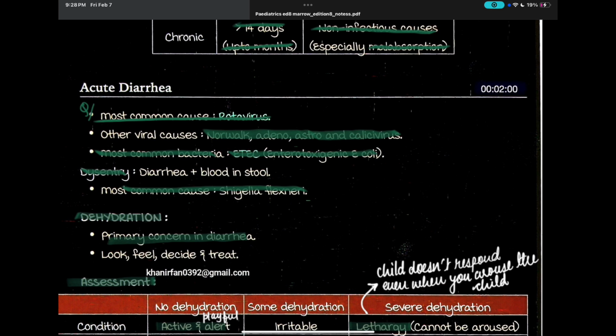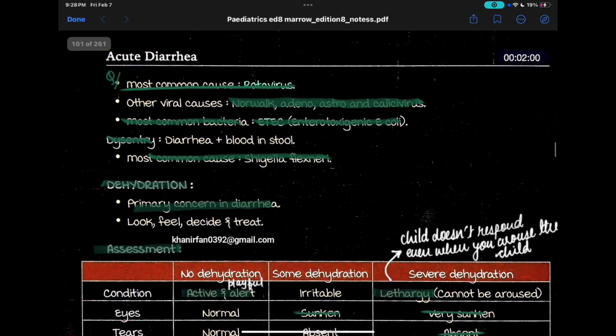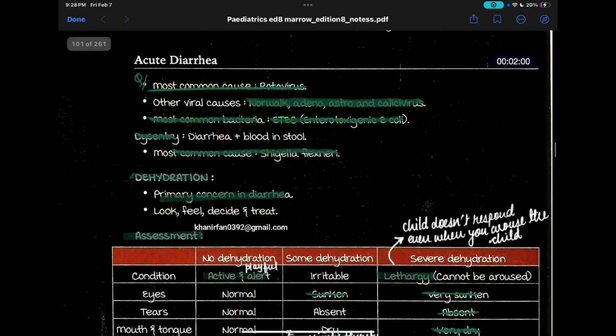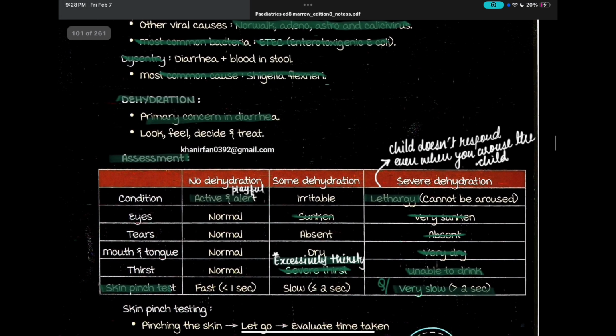Most common bacteria is enterotoxigenic E. coli. Dysentery is diarrhea plus blood in stool. Most common cause is Shigella flexneri. What is the most common cause? Shigella flexneri. Dysentery is diarrhea plus blood in stool.